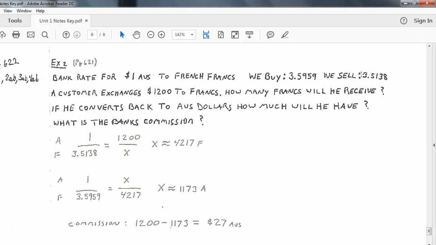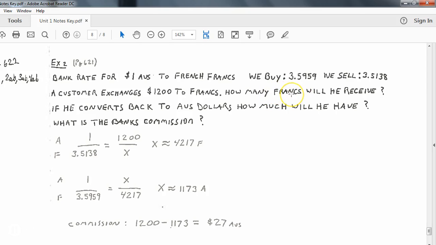How do you know which one to use is really important for this problem. They have a we buy rate and a we sell rate. The customer wants to exchange their 1,200 Australian dollars into French francs. So that's going to be the first part of this question: we've got 1,200 Australian dollars into francs. How many francs will he receive?